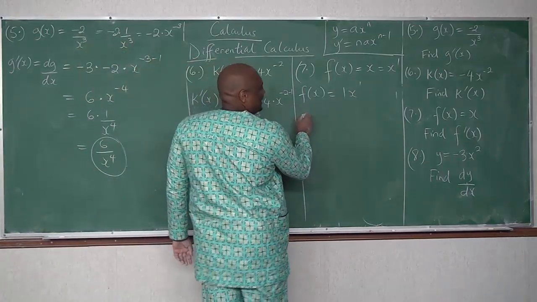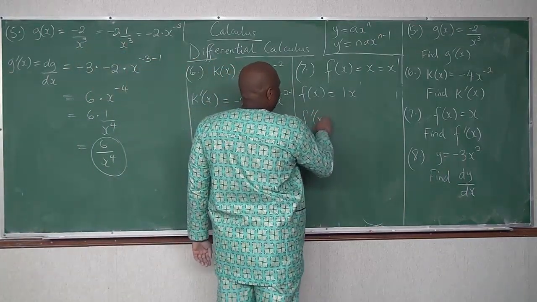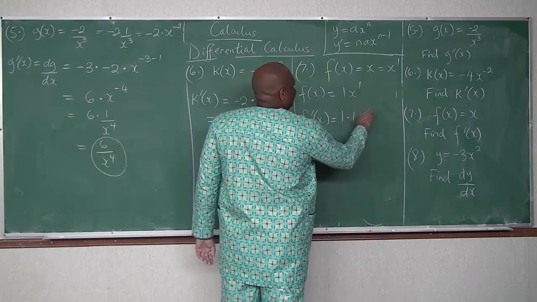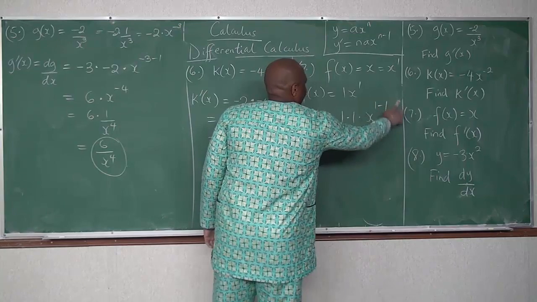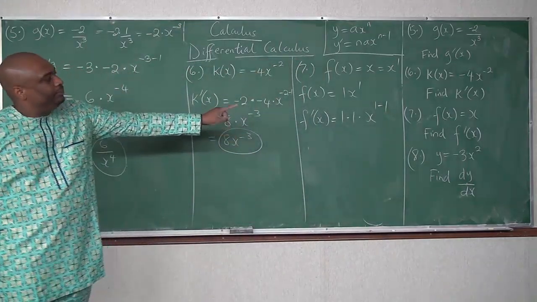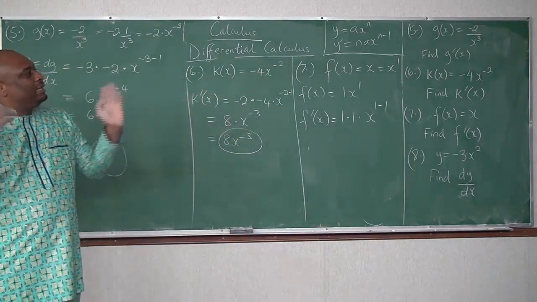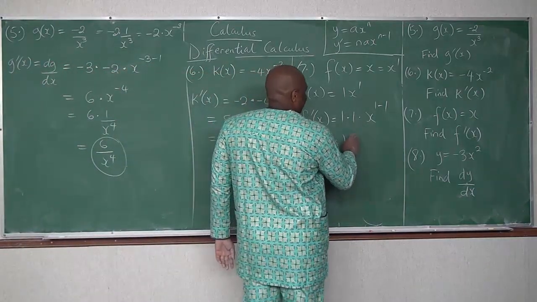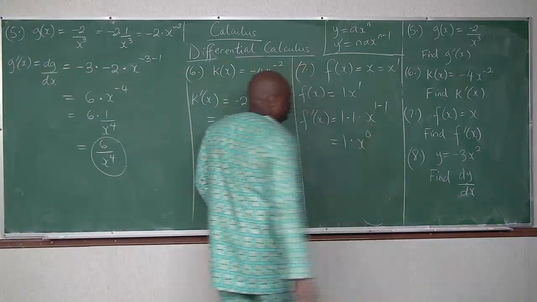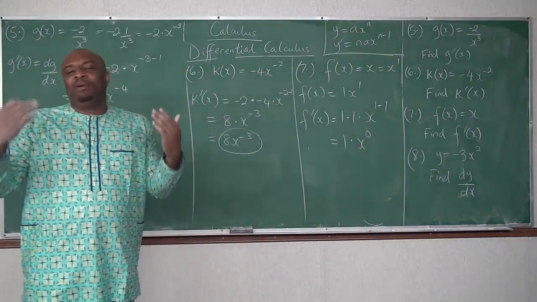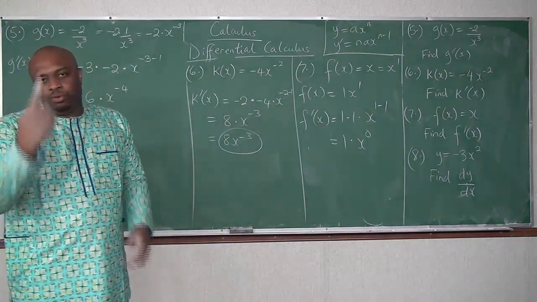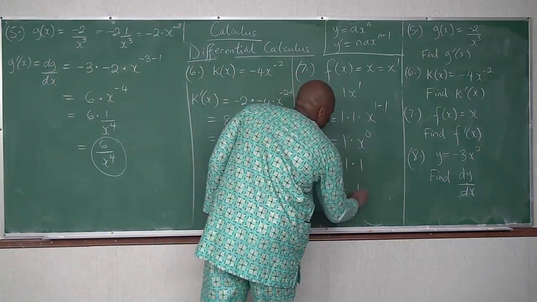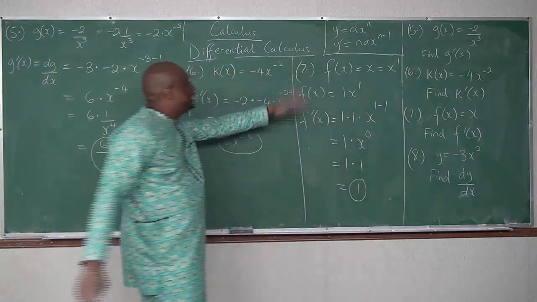So f prime of x will be 1 times 1 times x, 1 minus 1. See that? 1 times 1 is 1, times x exponent 1 minus 1, which is 0. And anything raised to exponent 0 is 1. So this is 1 times 1, and that is 1. See that?